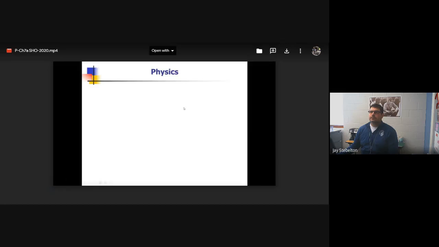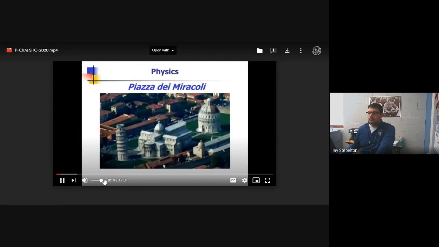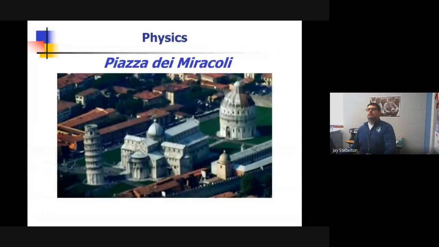Today's journey takes us to the Piazza de Miracoli, quite literally the place of miracles. But you all know it, of course, as the Leaning Tower of Pisa. Bet you didn't know that was part of a church. Actually, the Leaning Tower of Pisa is a part of the Cathedral of Pisa. It's a carillon. It's a bell tower. The main church, or the Duomo, and the baptistry go with it.